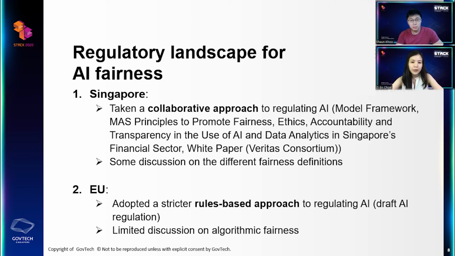In contrast to a collaborative approach, the EU has adopted a stricter rules-based approach to regulating AI. The European Commission had released a draft AI regulation in April 2021, which establishes a risk-based framework to regulating AI systems. However, there's no mention of algorithmic fairness in the regulations. There has also been some sporadic discussion about AI fairness, for instance, in a paper written for the European Parliament, but all in all, more discourse on the different definitions of fairness and appreciating the implications of such different definitions should be encouraged.